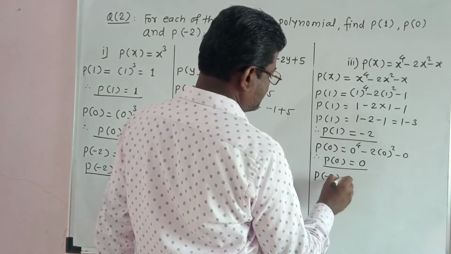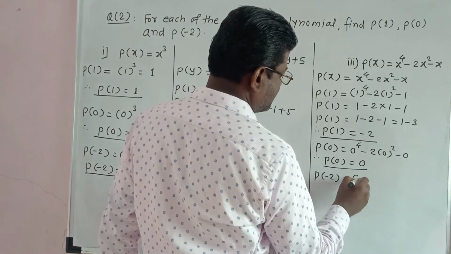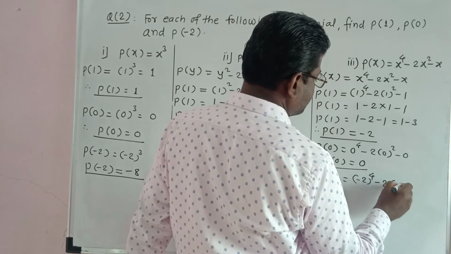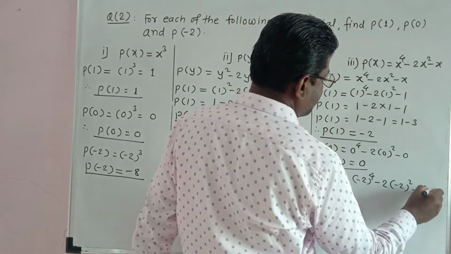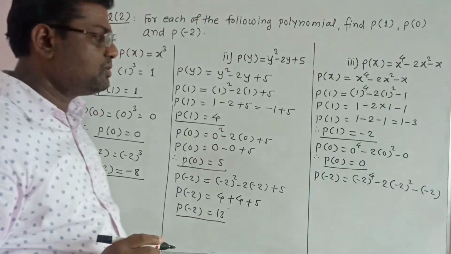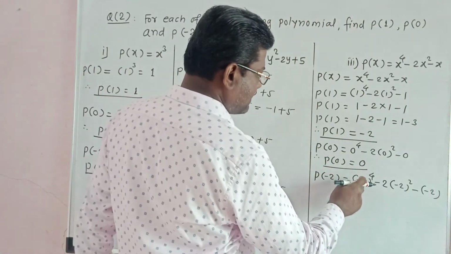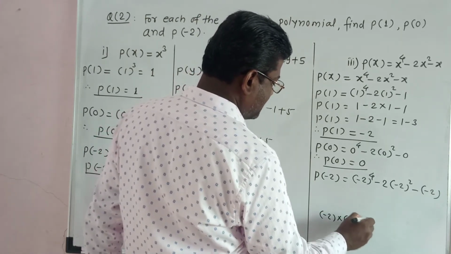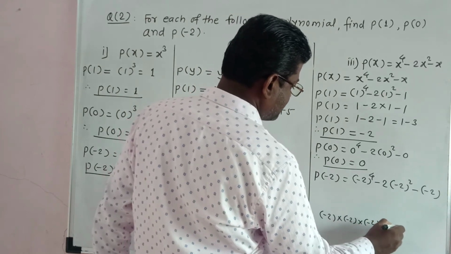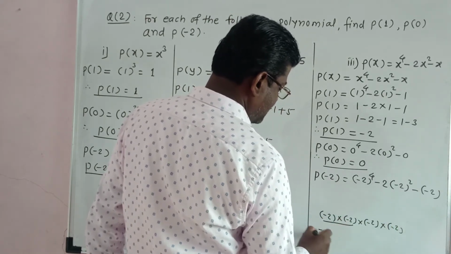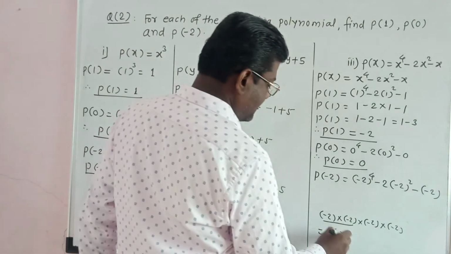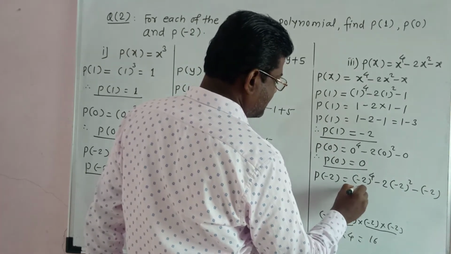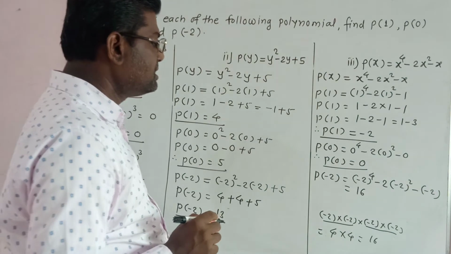Now P of minus 2 is equal to, put x is equal to minus 2. That is minus 2 raised to 4 minus 2 into minus 2 square minus in bracket minus 2. Now this minus 2 raised to 4 means minus 2 into minus 2 into minus 2 into minus 2, 4 times. Minus 2 into minus 2 is plus 4, into this minus 2 into minus 2 is plus 4. 4 into 4 is 16. So minus 2 raised to 4 is 16.